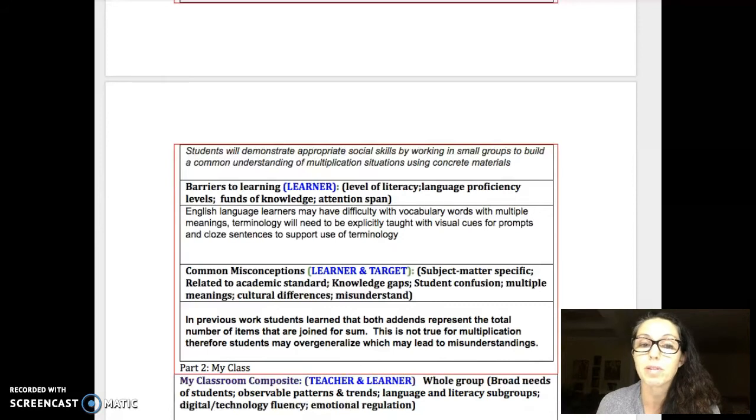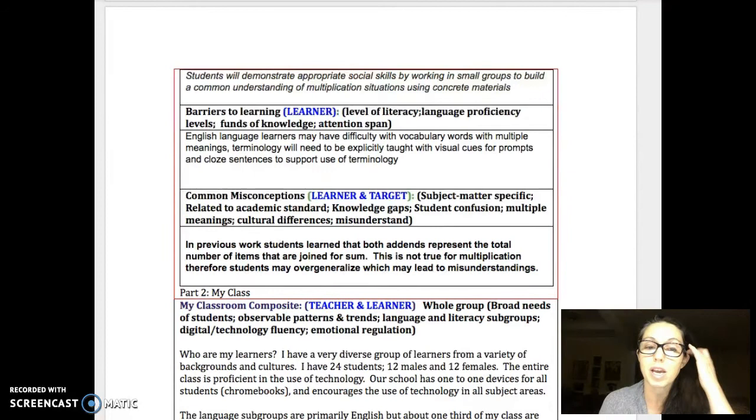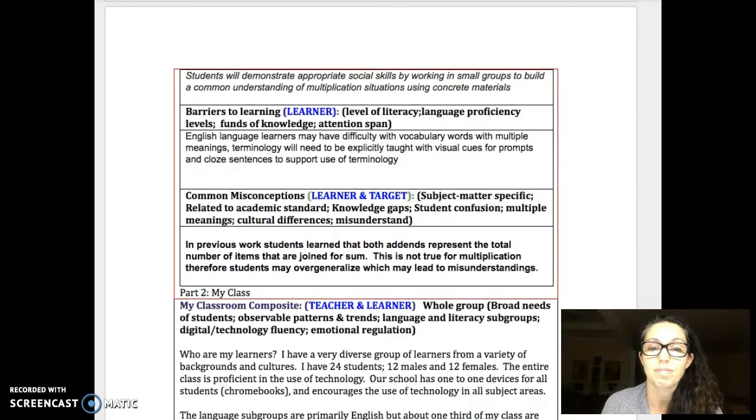Next, I'm going to think about some barriers to learning for my particular group of students that I'm working with and in relation to the content that I'm teaching. So in my particular class here, I have a large percentage of English language learners, so students might have difficulty with vocabulary words with multiple meanings. Terminology will need to be explicitly taught with visual cues for prompts and cloze sentences to support use of terminology.